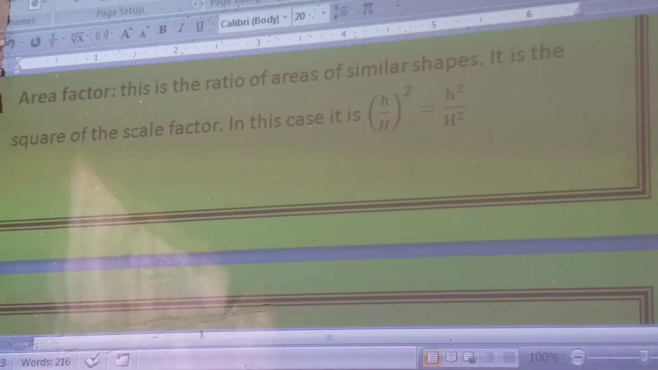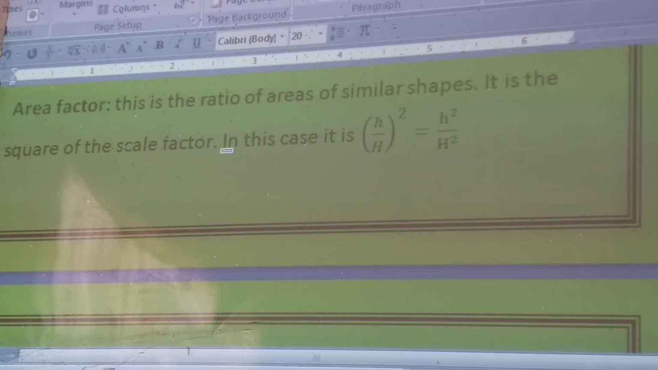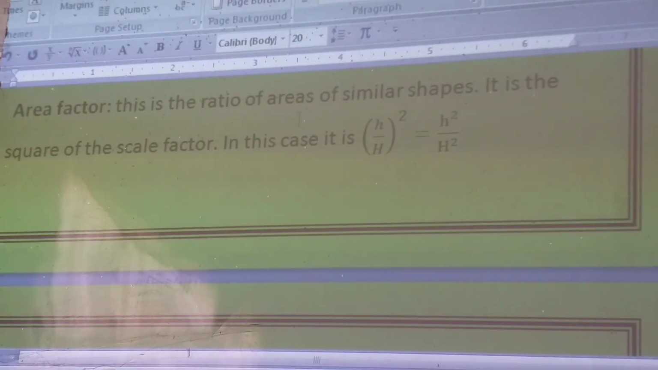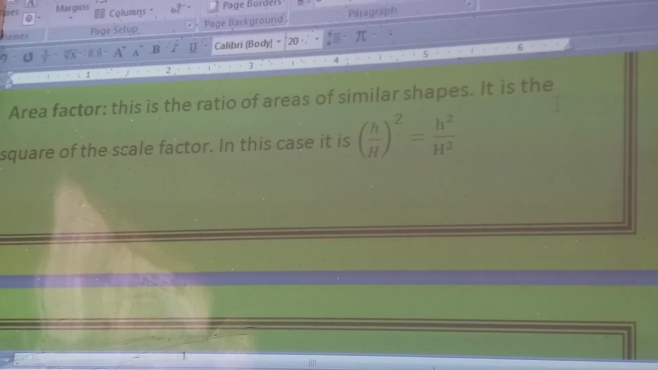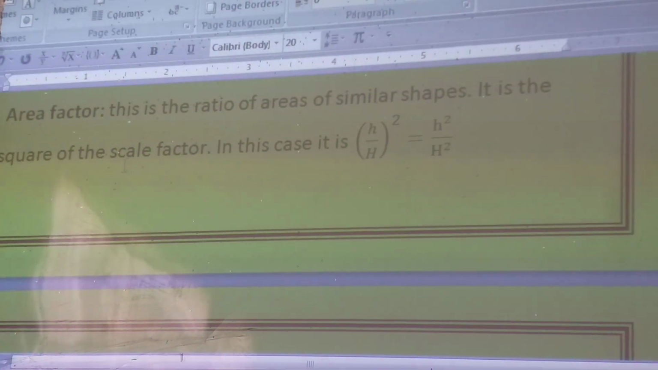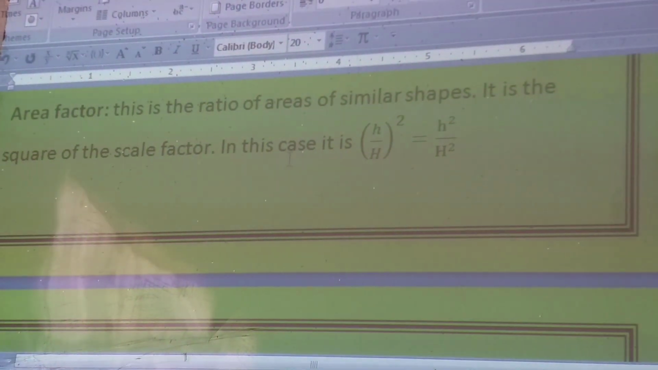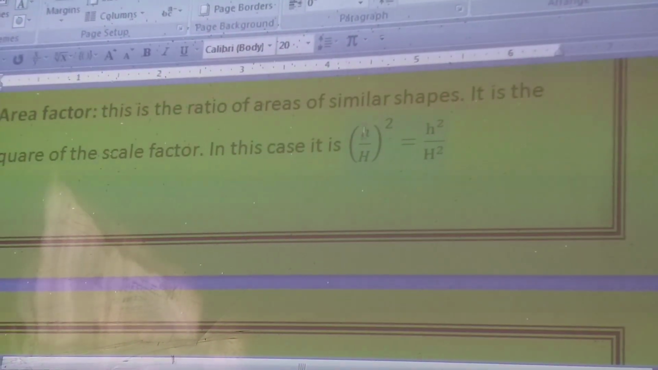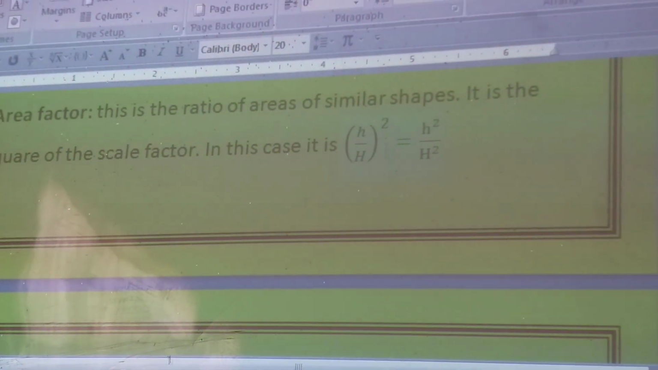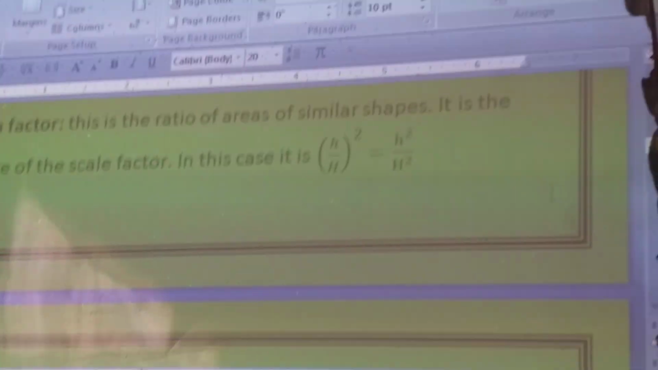Right. We also have area factor. Area factor is the ratio of areas of similar shapes. It is the square of the scale factor. Right, if you square the scale factor, you get the area factor. In this case, it is h over H, in bracket, squared. Right, you use the scale factor when you want to calculate areas.